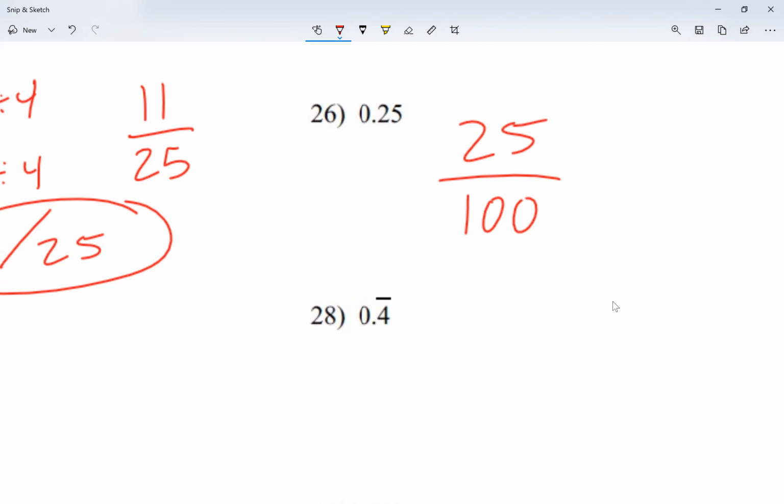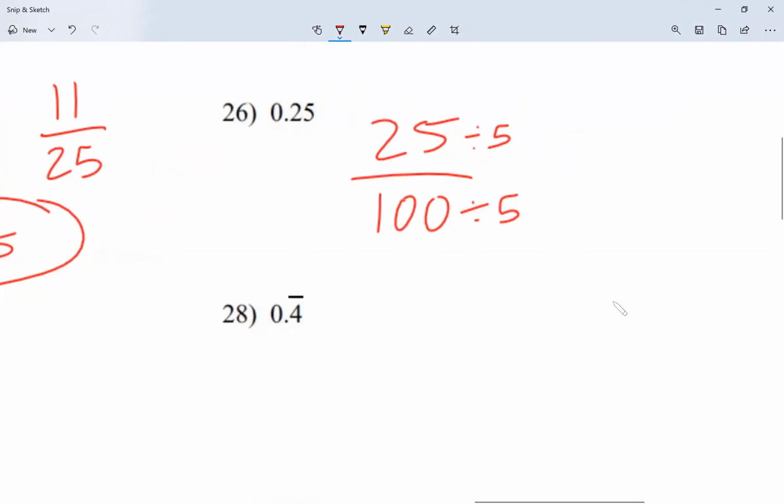All right, now divide as much as you can. Let's say that I'm like, oh, I can divide each by 5. Probably you're thinking of something else. Okay, for right now, let me choose 5. I could divide it by another number, but all right, let me choose 5. 25 divided by 5 is 5. 100 divided by 5 is 20.